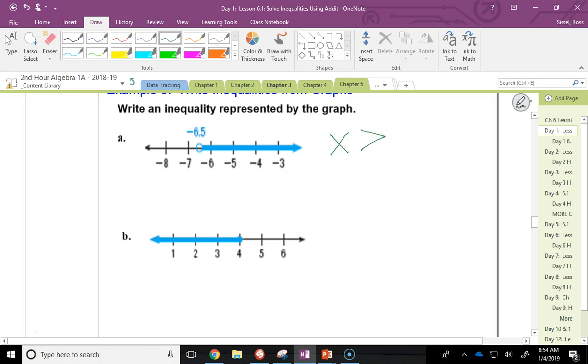Now, is it greater than, or is it greater than or equal to? How do you know it's greater than and not greater than or equal to? Because the circle is open. Very good. Open dot means greater than. And what's it greater than? Someone said it. Devlin again? Negative 6.5. Negative 6.5.